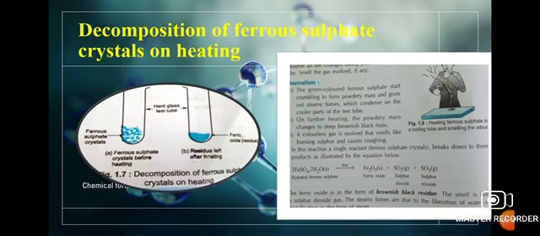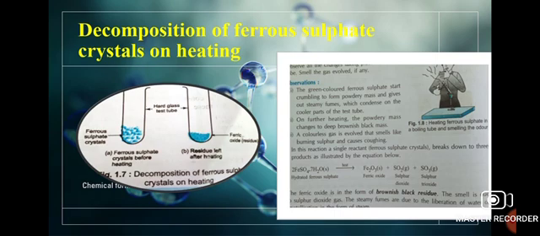Okay, we can see one example. Decomposition of ferrous sulfate crystals on heating. First, we have to heat ferrous sulfate in a boiling tube, and after that a smell will come. Then you have to collect those fumes, and they will condense on the cooler parts. We have to take it in a test tube. Then the ferrous sulfate is heated again, and it will produce a colorless gas.